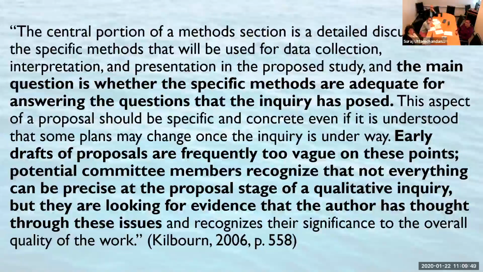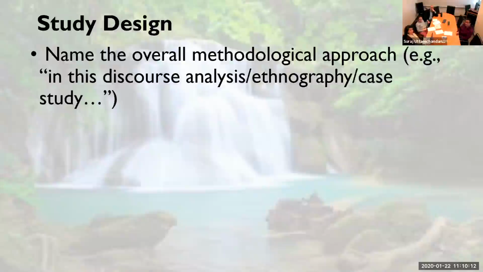This aspect should be specific and concrete, even if the plans may change once the inquiry is underway. Early drafts of proposals are frequently too vague on these points. Potential committee members recognize that not everything can be precise at the proposal stage of a qualitative study, but they are looking for evidence that the author has thought through these issues and recognizes their significance to the overall quality of the work. That's just kind of our overview here. So let's take each turn by turn.